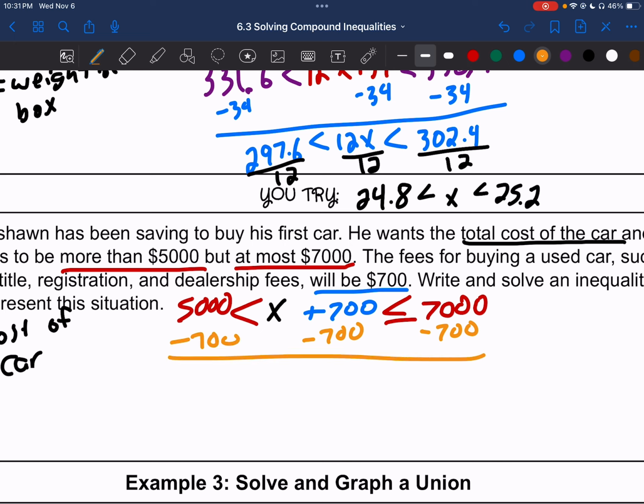Right? We're taking away the dealership fees from the values, like his range, and we're going to figure out exactly how much money he has available to do what he wants to do. So 5,000 minus 700 is 4,300, which is less than x, which is less than or equal to 6,300. So the cost of his car, he wants it to be somewhere between $4,300 and $6,300.